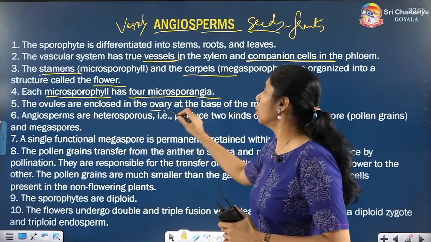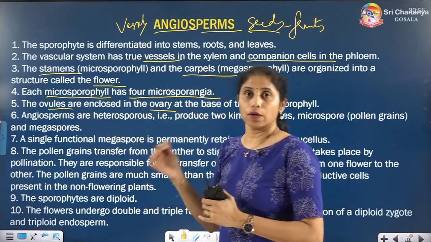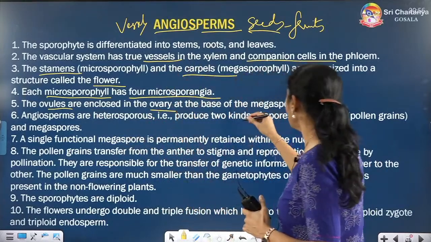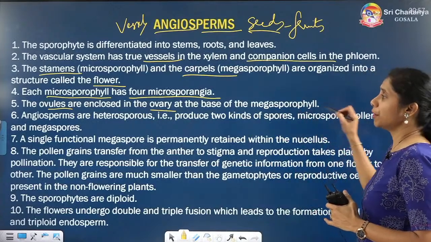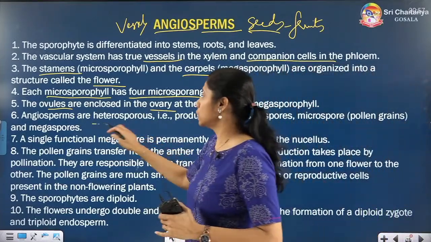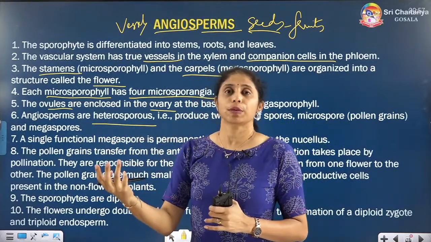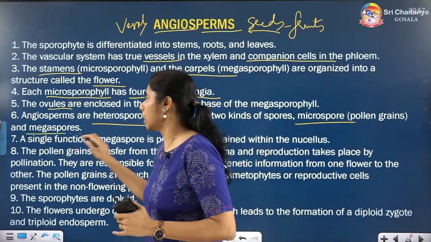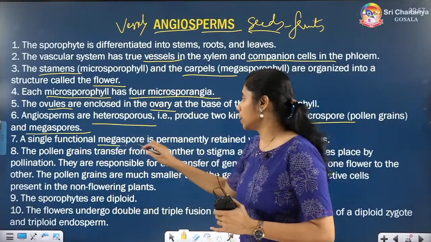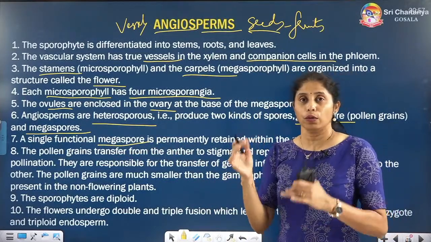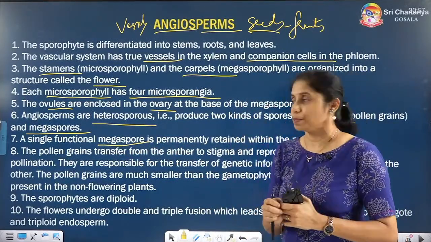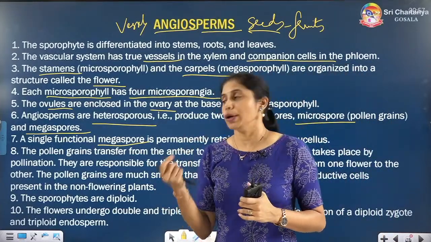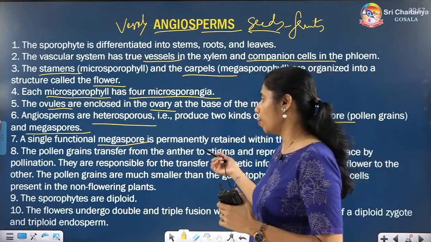Ovules are enclosed within the ovary. Ovary will be there and ovules are also there. Ovules were naked in gymnosperms but here they are present in the ovary. And the ovary is present at the base of the megasporophyll, and all angiosperms are heterosporous, even all gymnosperms are also heterosporous. They produce 2 kinds of spores, microspore or pollen grain, and megaspore. A single functional megaspore will be there which is present in the ovule. Inside one ovule, one megaspore is functional. And that megaspore will be forming the female gametophyte which is called as embryo sac. Let us see that in the form of a picture.